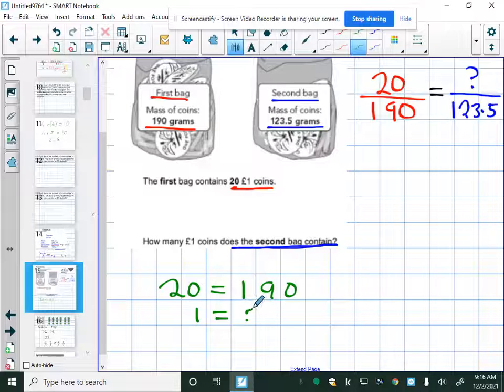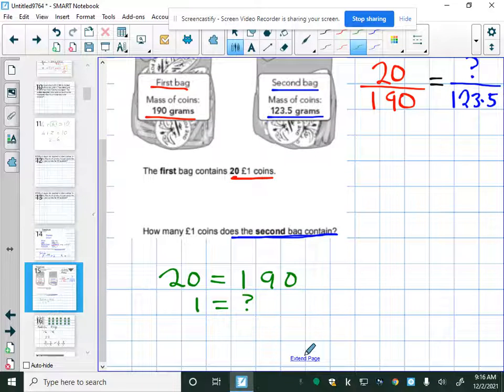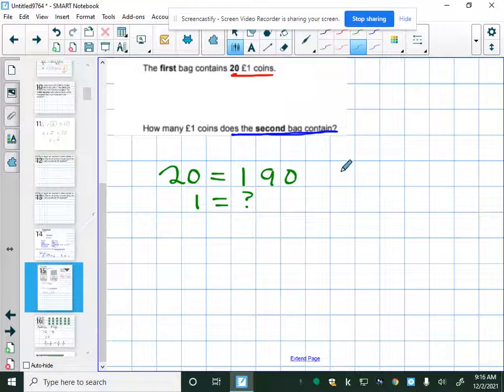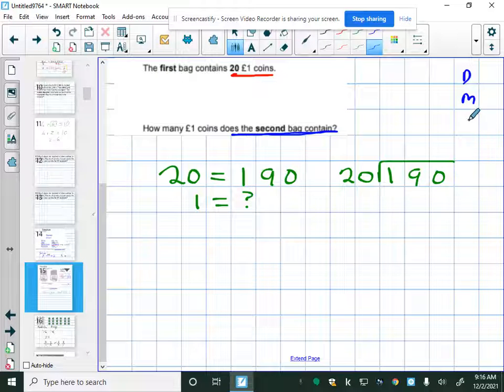Well, the way to calculate that is I will have to divide 20 into 190. So I'll go about doing that now. I'll do it over here in the long division. 20 divided into 190. And I start off again. Hopefully you remember the dad, mom, sister, brother method.